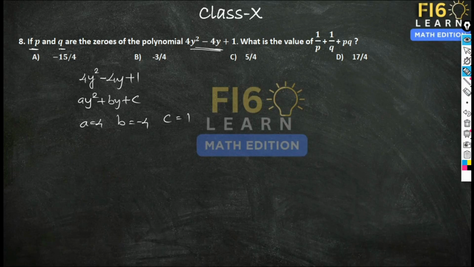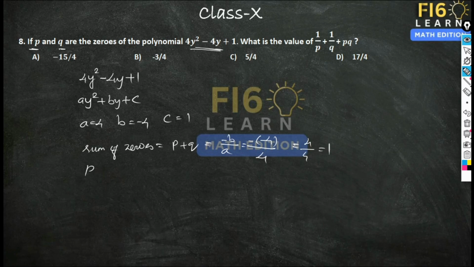Now we can write the formula for the sum of the zeros. The sum of the zeros is nothing but p plus q, because p and q are the zeros. Here we are going to find the sum, so I am adding them together. So p plus q is equal to minus b by a. That is the formula. The value of b is minus 4, and already a minus is in the formula. Those two will become plus 4, and the value of a is also 4. So minus into minus will be plus 4, and 4 by 4 is 1.